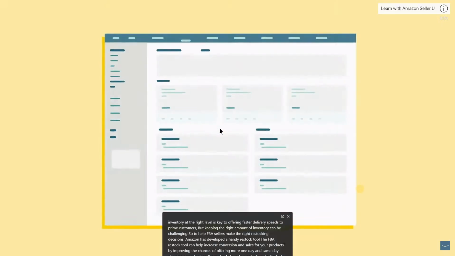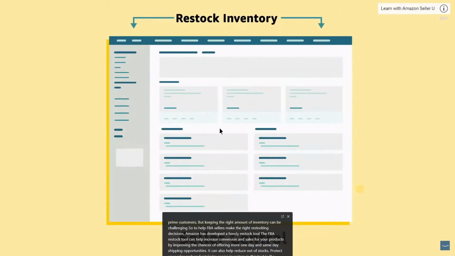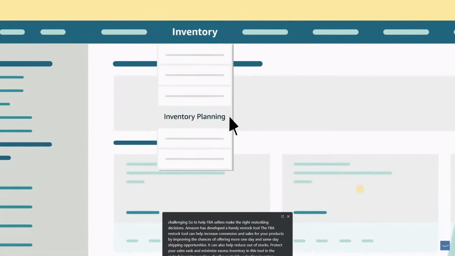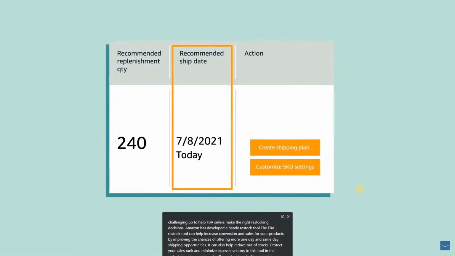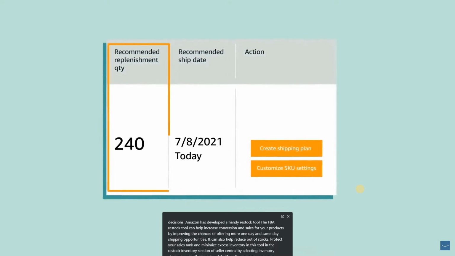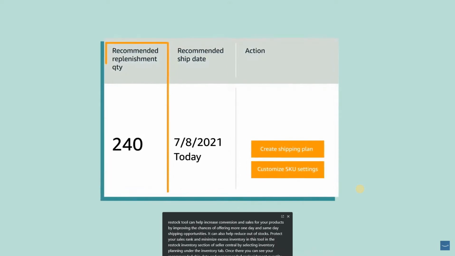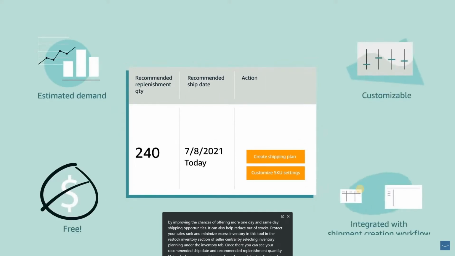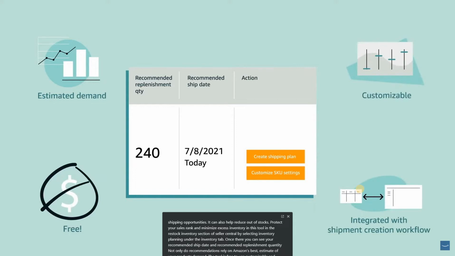You can find this tool in the Restock Inventory section of Seller Central by selecting Inventory Planning under the Inventory tab. Once there, you can see your recommended ship date and recommended replenishment quantity. Not only do recommendations rely on Amazon's best estimate of your product's demand, the tool is free to use, customizable, and directly integrated into Seller Central's shipment creation workflow.